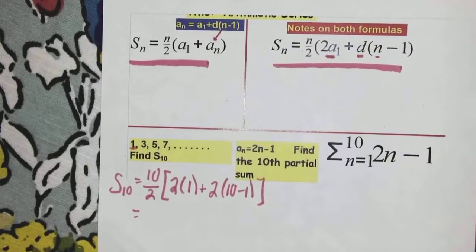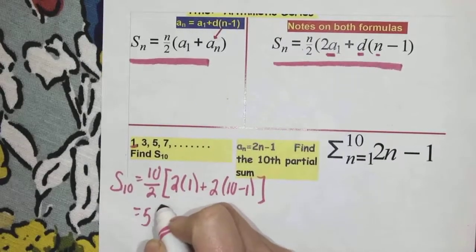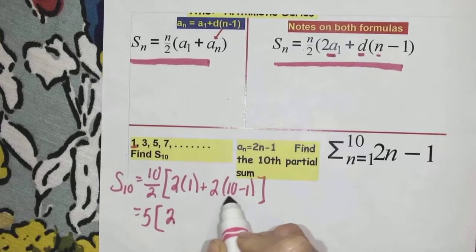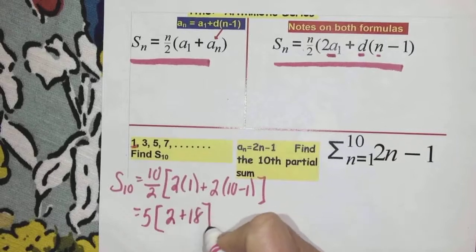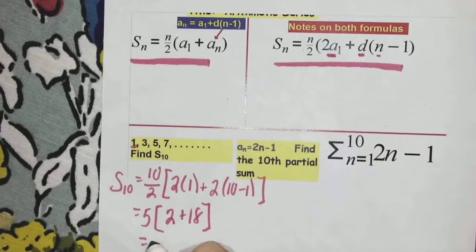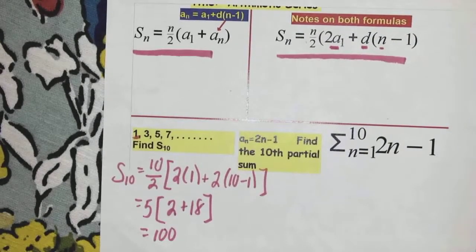I can type that straight in on my calculator, or I can do it in my head. 10 divided by 2 is 5. In parentheses, 2 times 1 is 2. This would be 2 times 9, which is 18. 2 plus 18 is 20. 20 times 5 is 100. So the sum of the first 10 numbers is 100.